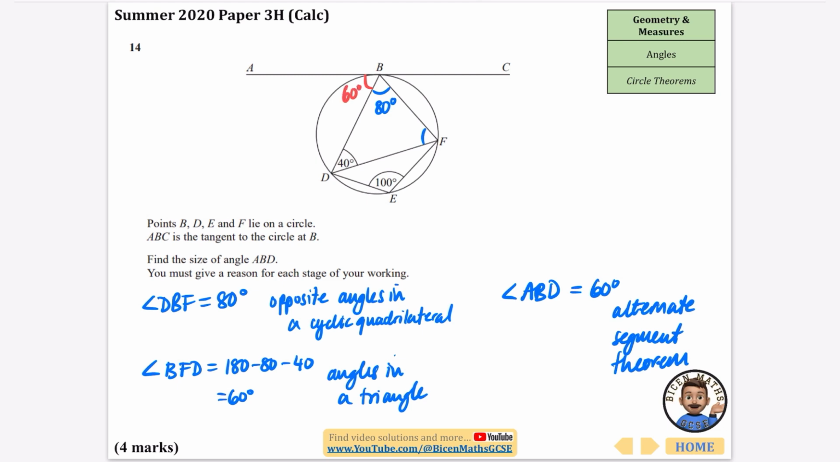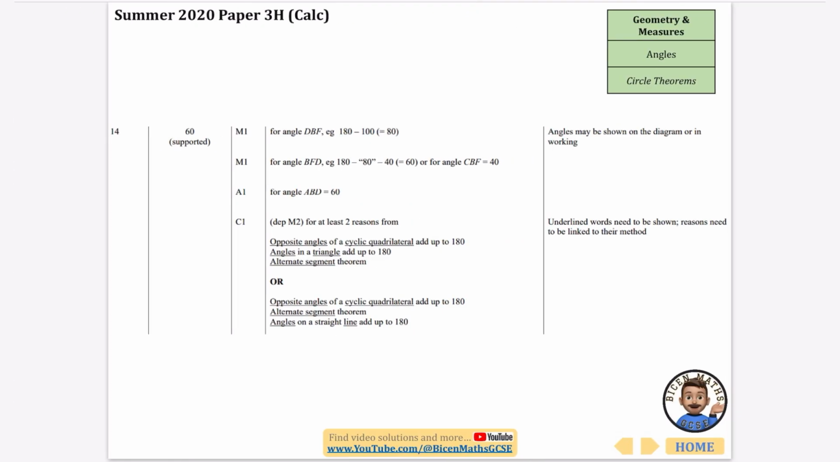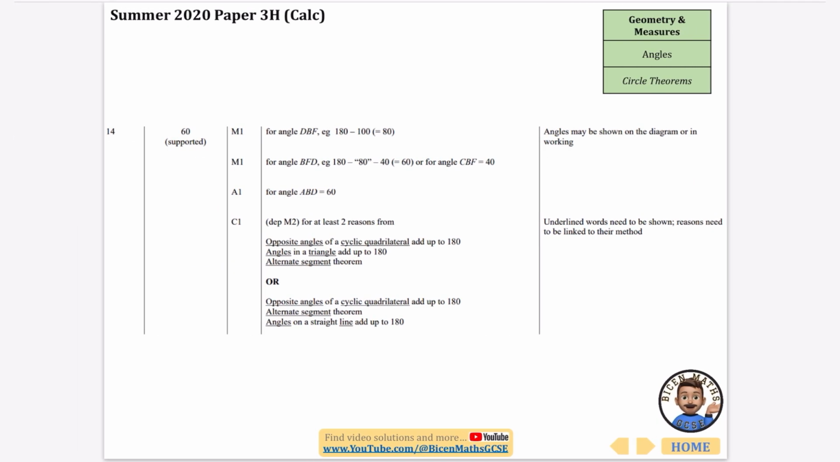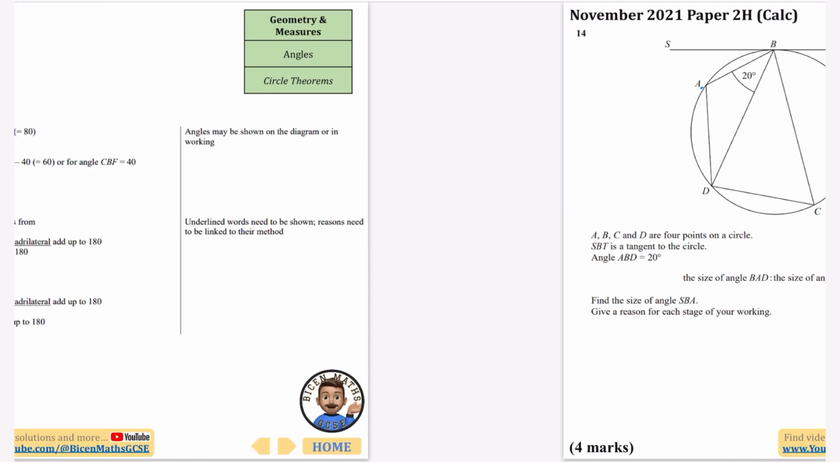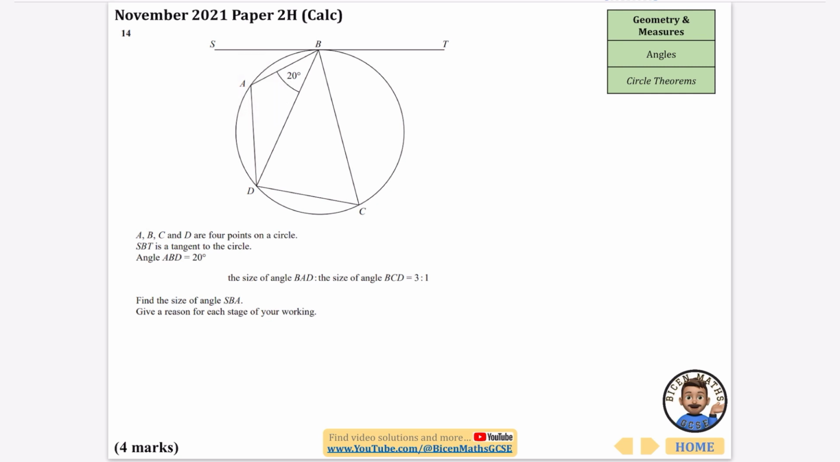I do it in red because that's the one that we were aiming for. So we've got 60 degrees, and they're looking for the opposite angles of a cyclic quadrilateral and then the alternate segment theorem. So remember, the underlined words are the ones that need to be done, and it does say they need to have the reasons linked to the method. Okay, let's have a look at this one that we've got here.